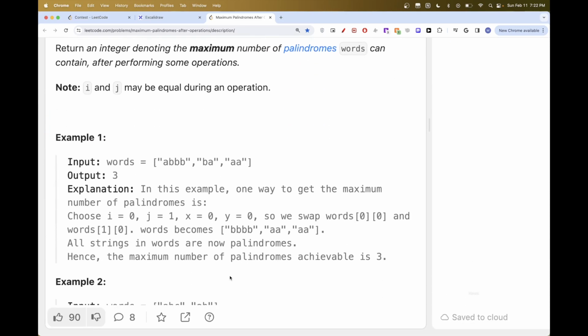So let's see, for example, this example. How do we turn it into a palindrome? Well, we can swap the first character in the first word with the first character in the second word. So we'd have B here and we have A here. So now we have two palindromes here, and we have a third palindrome that already existed. So we have now three palindromes.